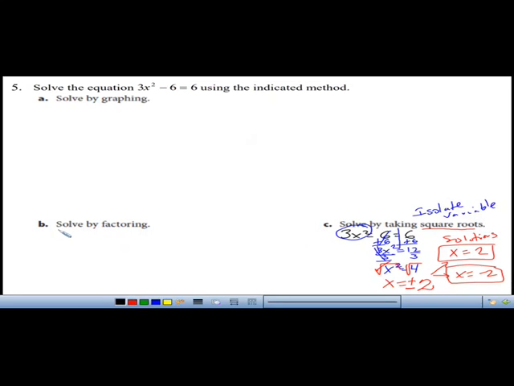I'm going to write the equation once more. 3x squared minus 6 equals 6. So quick recap on the method for solving by square roots. What was so important? That we need to isolate the variable. Okay? When solving by factoring, look up to the screen. When solving by factoring, the most important initial step is that we set it equal to 0. Equal to 0.